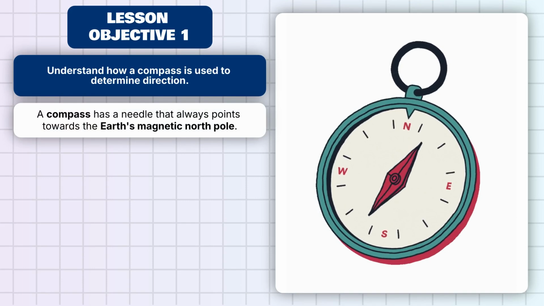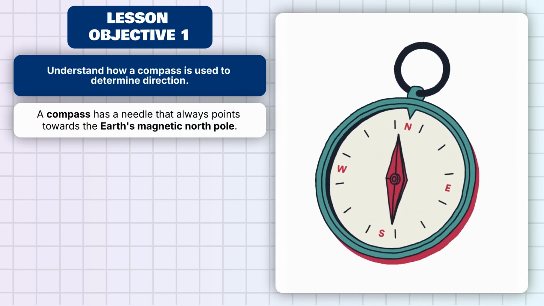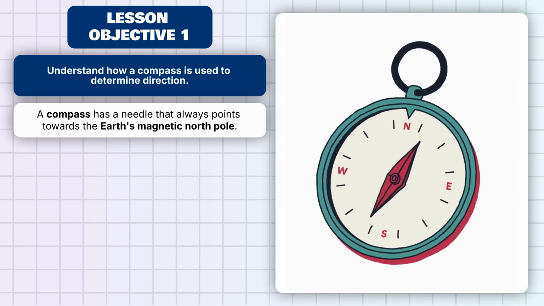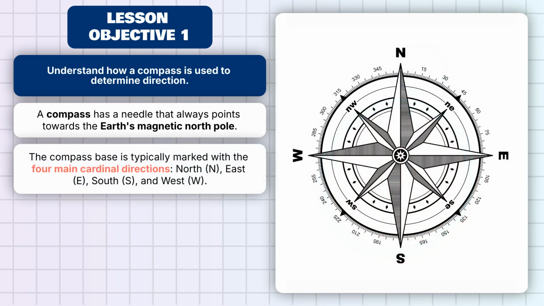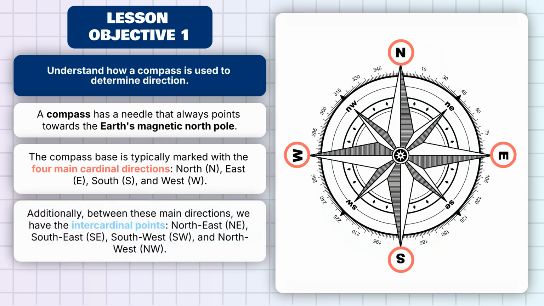A compass has a needle that always points towards the Earth's magnetic North Pole. The compass base is typically marked with the four main cardinal directions: north, east, south, and west. Additionally, between these main directions, we have the intercardinal points: northeast, southeast, southwest, and northwest.